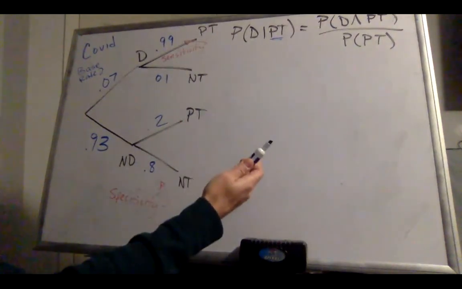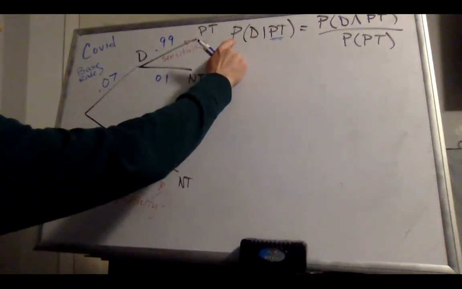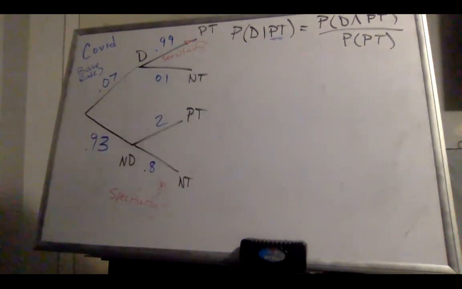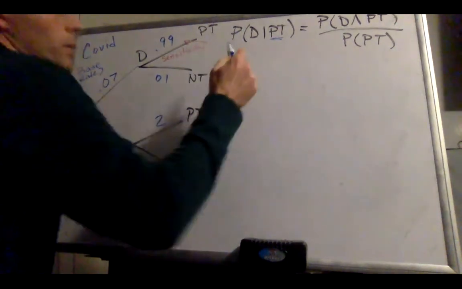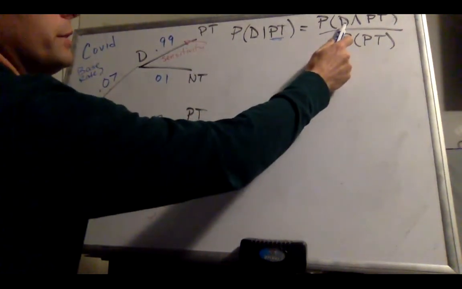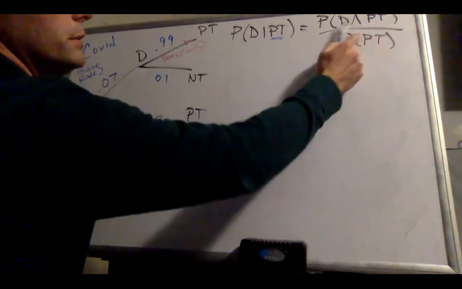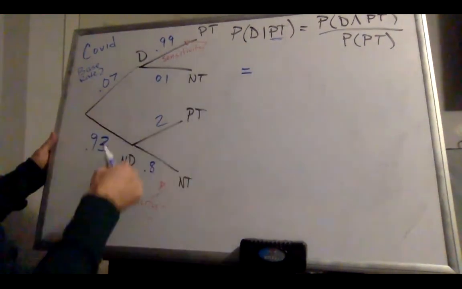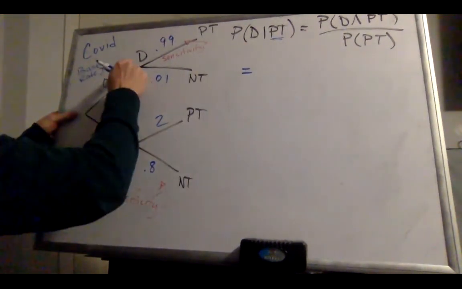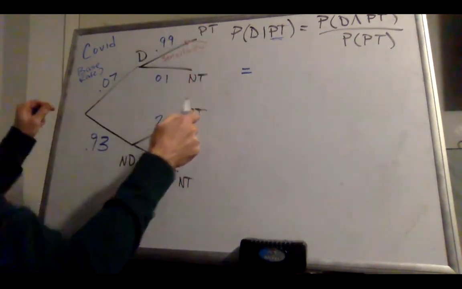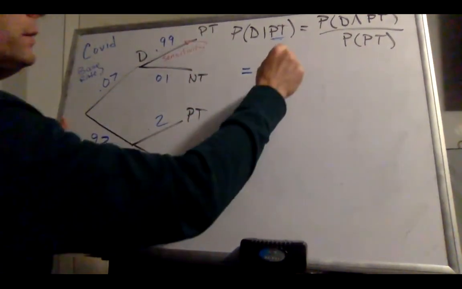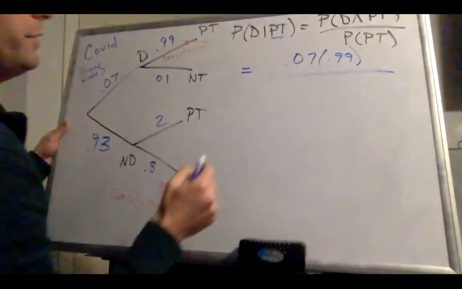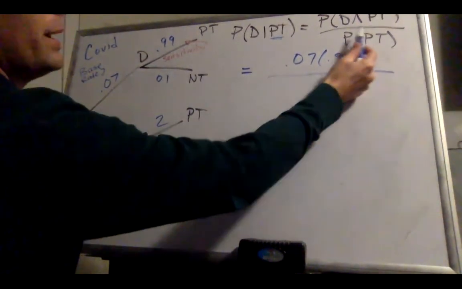And now we can do our calculation. Of course, we want to know what is the probability of having COVID, the disease, given that your test is positive. Everybody wants to know that. So that would be the probability of the disease and a positive test divided by the probability of a positive test. So here we go. The probability of having the disease and a positive test, remember, and is a multiplier, so 0.07 times 0.99 divided by the probability of a positive test.